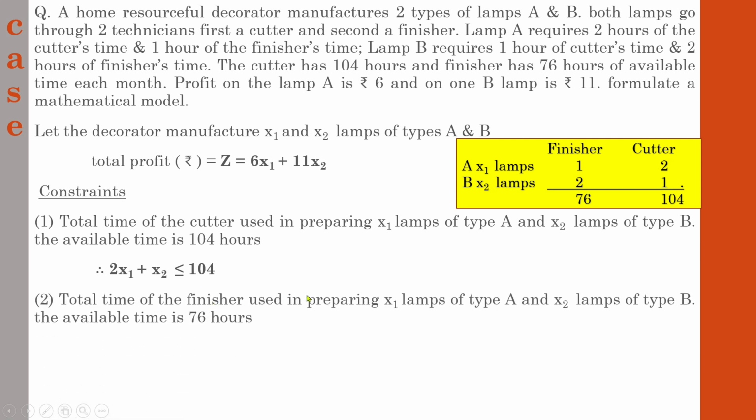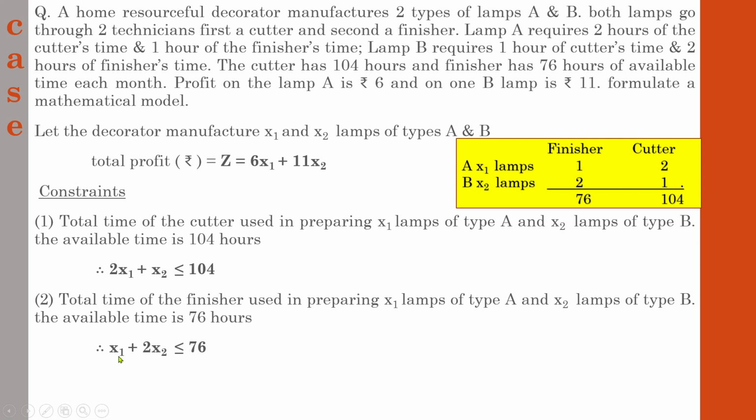So the total time used in preparing X1 lamps of type A and X2 lamps of type B, the available time is 76 hours. Finisher has 1 hour on X1 and finisher has 2 hours on X2, and the total time allotted to him is 76. So if you follow the same pattern we have just followed previously, you will get another equation, that is x1 plus 2x2 less than or equal to 76.